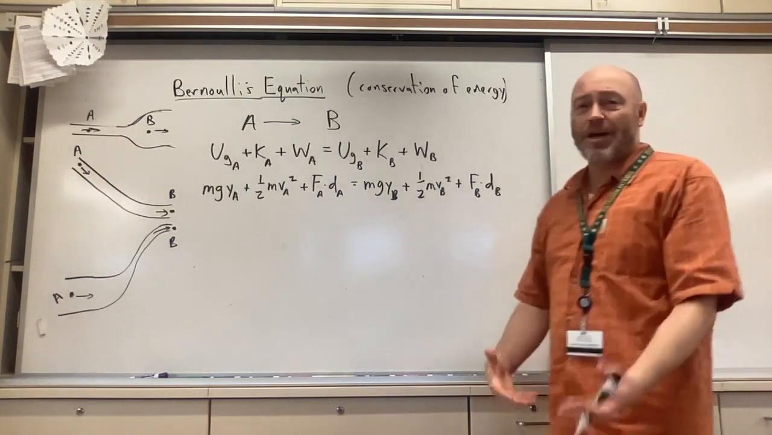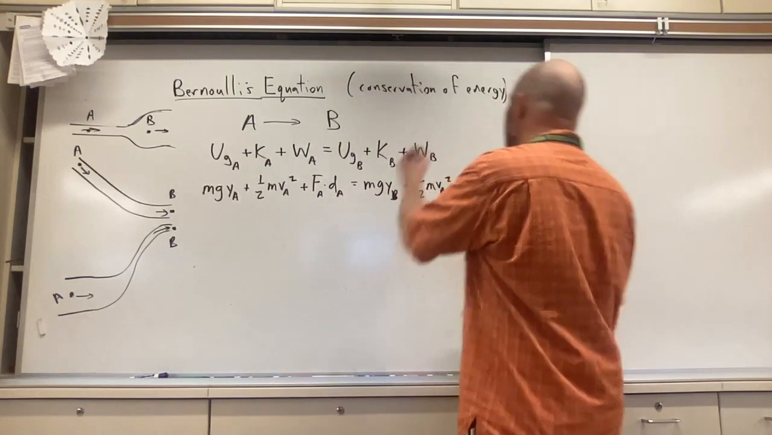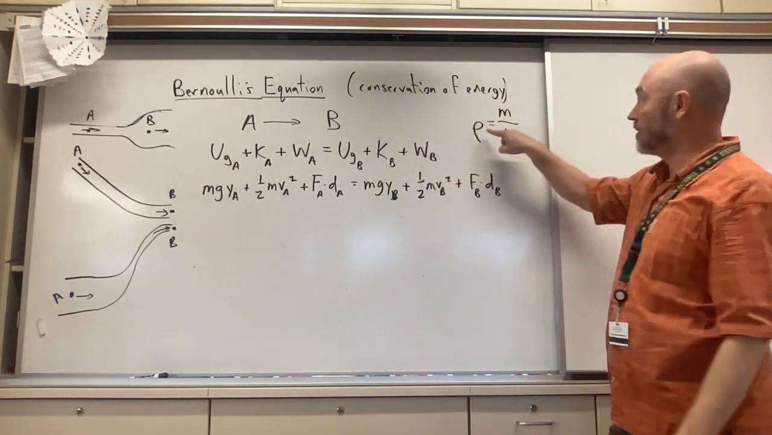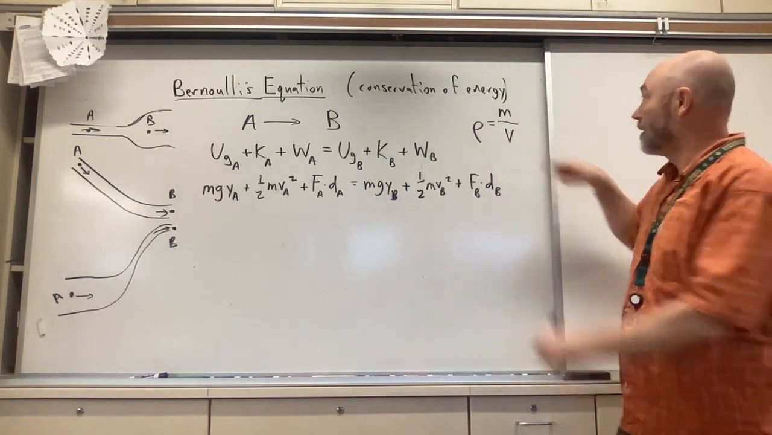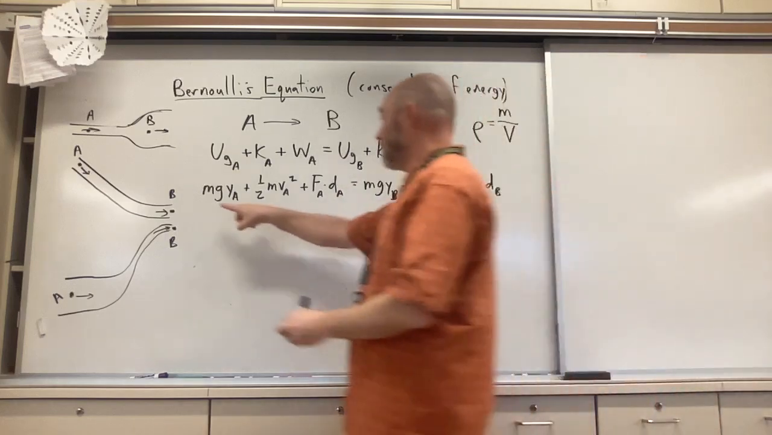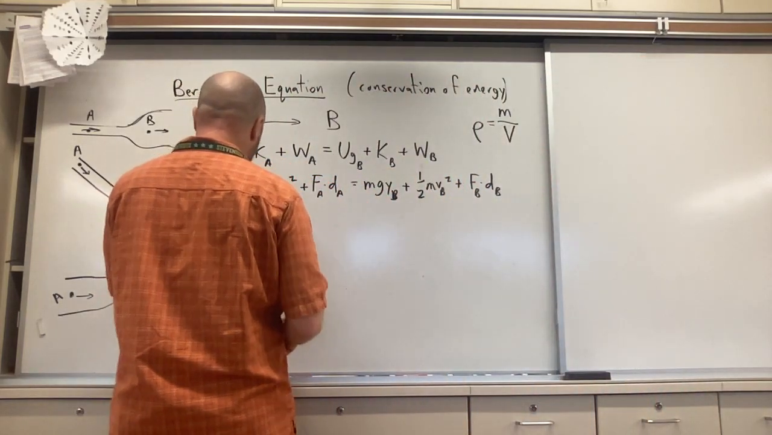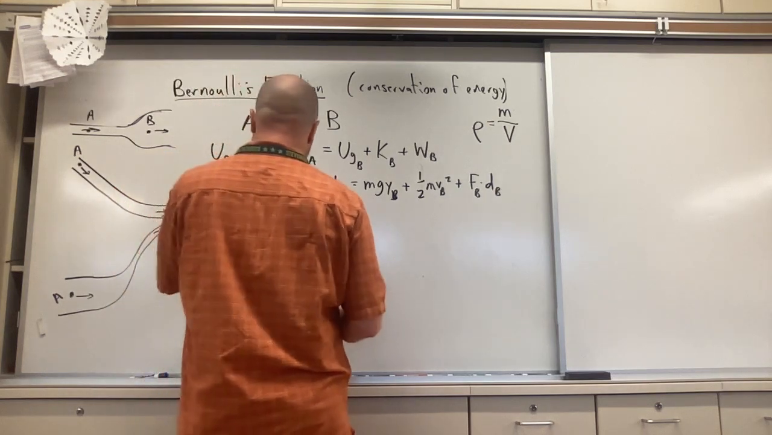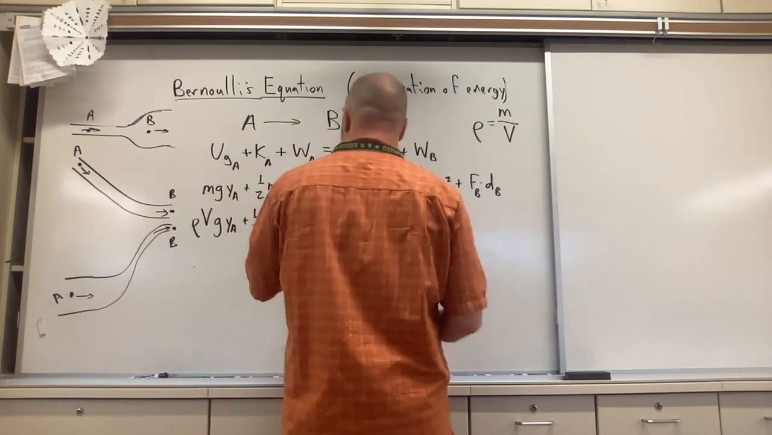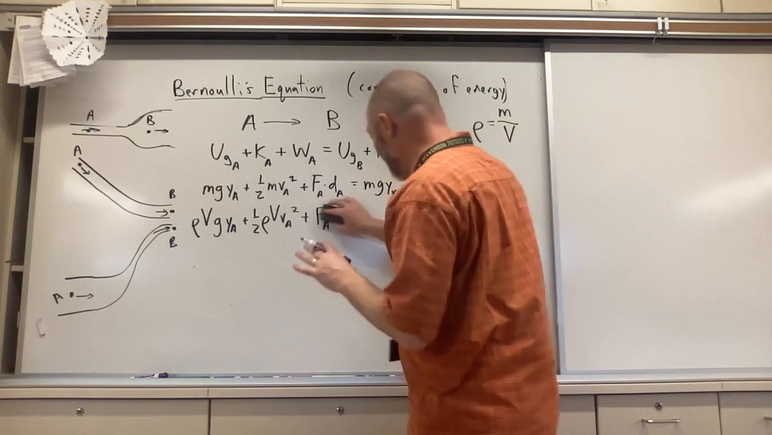And we know when we talk about fluids, typically we find mass by using this equation, where mass is going to be the density times, this is a big V, the volume. So let's plug that in. So I'm going to have rho Vg here plus 1/2 rho V vA squared plus force.